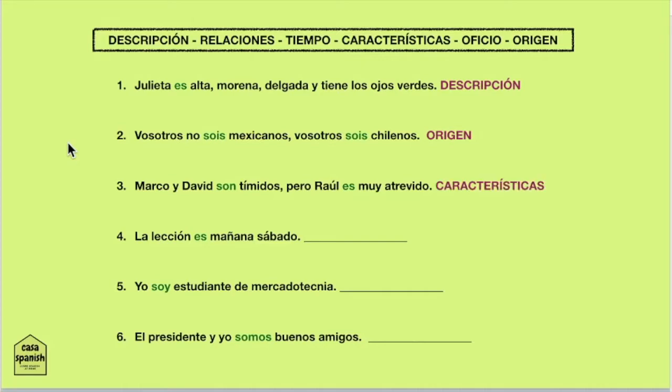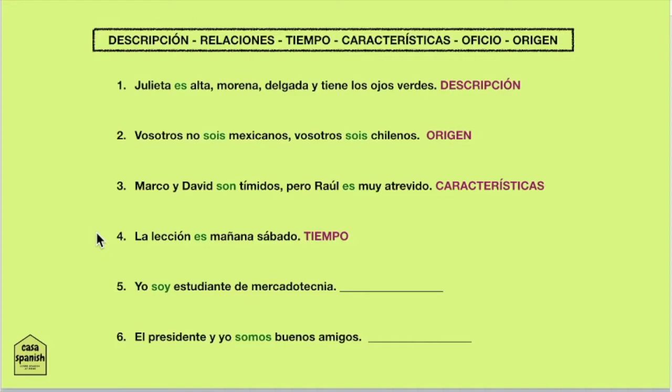Muy bien. Here we're talking about characteristics, características. Now, characteristics, they're closely related to personality. That would be kind of like the main difference between a description and characteristics. One is a bit more physical, and the other one is more about personality. 4. La lección es mañana sábado. Tiempo, time. Lesson is tomorrow morning.